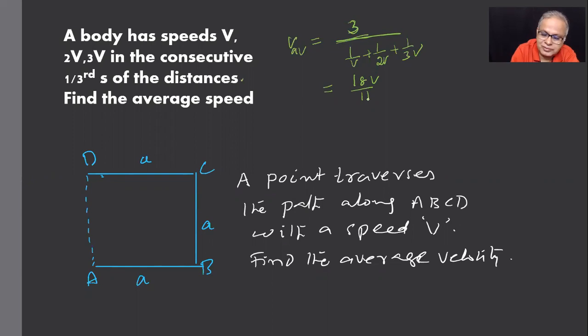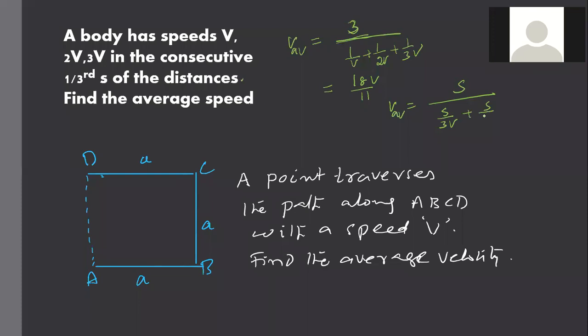You tell me now. V average equals S divided by the total time. I'll call it S. What will I get? S by 3V plus S by 6V plus S by 2V, am I right? Yes, sir. S by 3 into 3V. So it is not becoming the same thing? Tell me. People should speak. Yes, sir. Right.